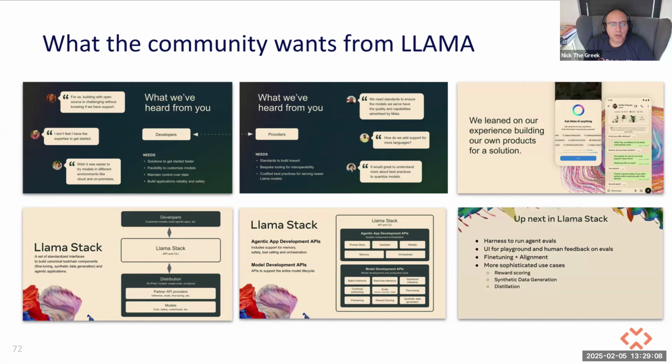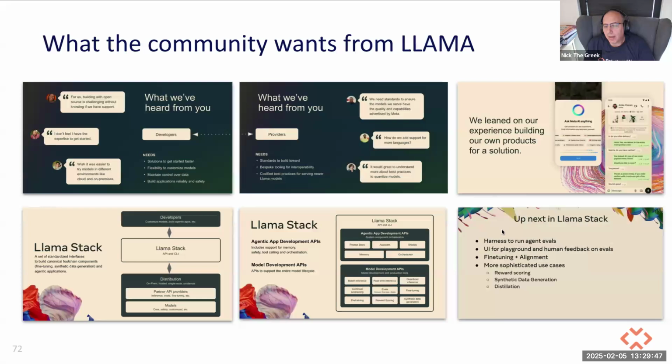Standards to build toward bespoke tooling for interoperability, codified best practices for serving newer Llama models. And we learned from our experience. So basically they tell you what they heard and what they did. And here's kind of like their stack. And they talk about the agentic app development APIs. And so these are the parts of the agentic stack. And this is part of the model development API.